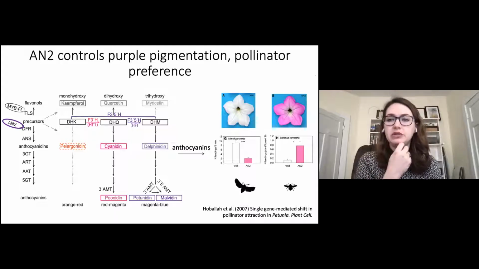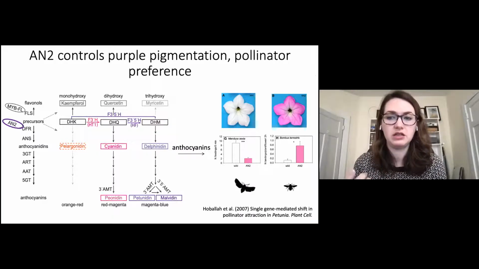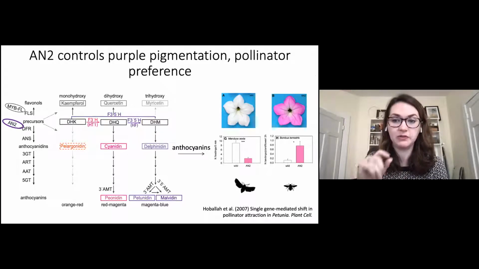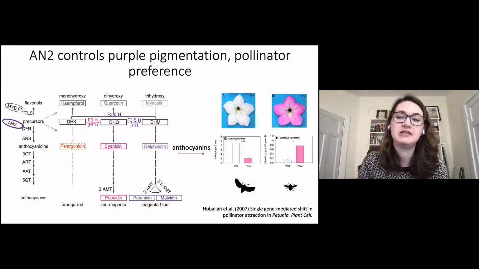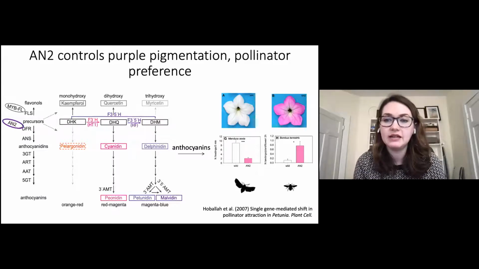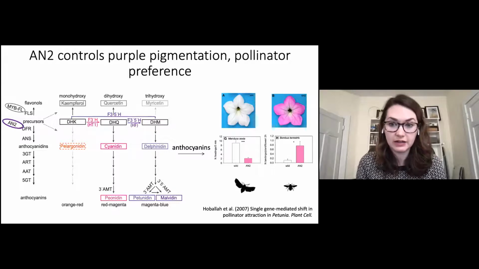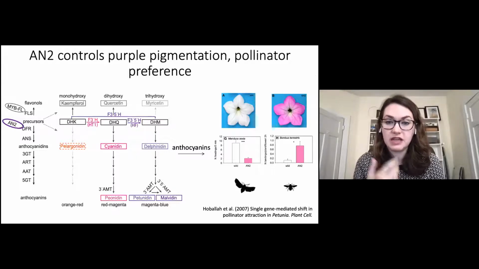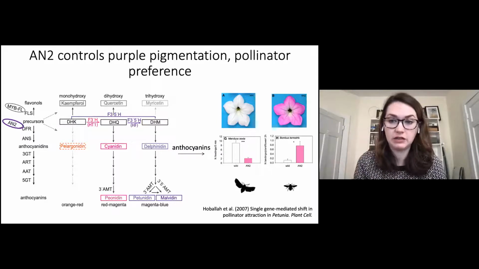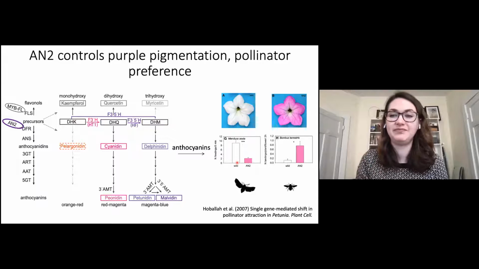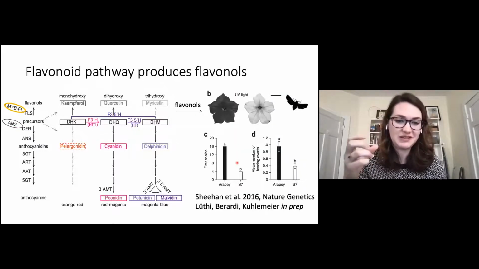Okay, so a little bit more about AN2. We know that the transcription factor AN2 is the main MYB transcription factor responsible for activating anthocyanin biosynthesis in Petunia. And AN2 is additionally relevant in pollinator-mediated selection. We can observe in the field and demonstrate in the lab that having a functional AN2 is very important in making the shift towards bee preference in terms of pollination. And having a non-functional AN2 and losing that visible color is really important in shifting pollinator preference towards hawk moths. So it's relevant in terms of speciation, is the point.